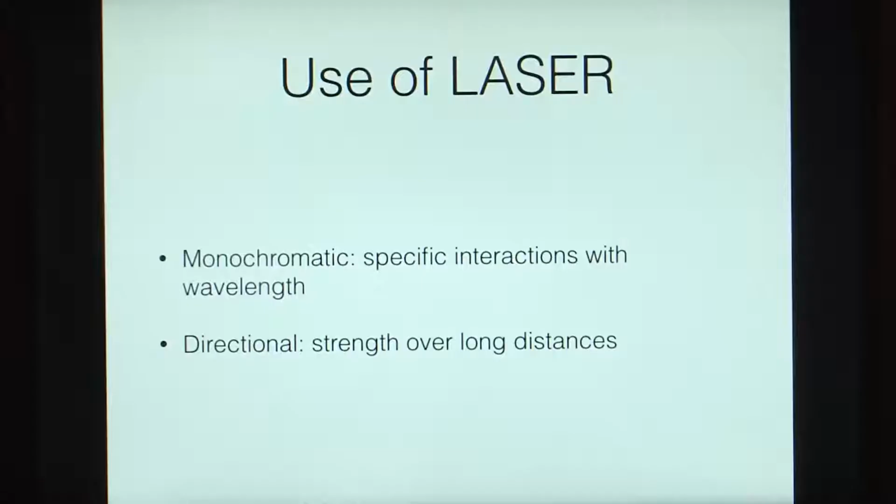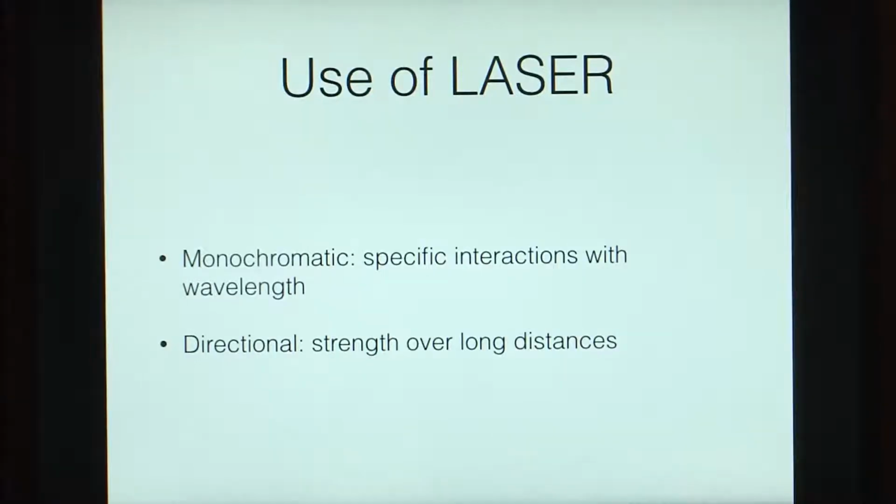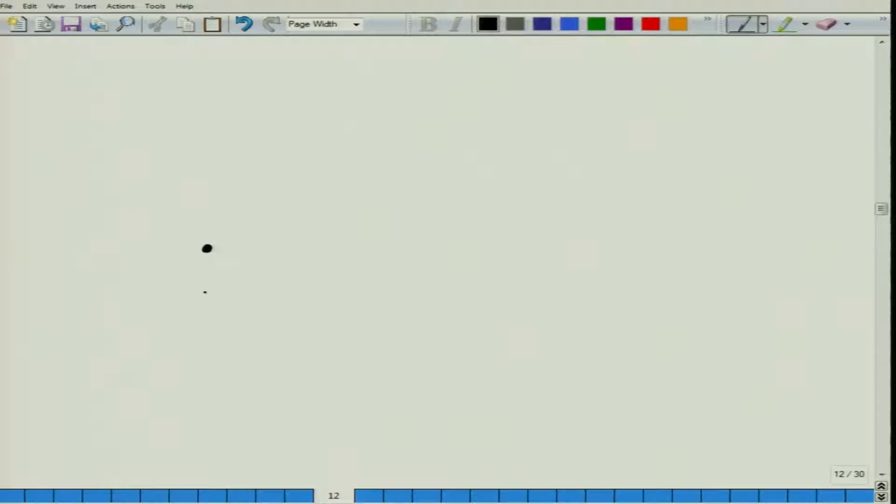So by using a monochromatic beam of light, we ensure that we have specific interactions with that wavelength. If you wanted to measure the properties of some object at different wavelengths, you would use laser beams of different wavelengths one by one. The second use of laser is that it is directional. By directional we mean, suppose we consider a point source of light, say a light bulb. Its energy is going out in all directions.